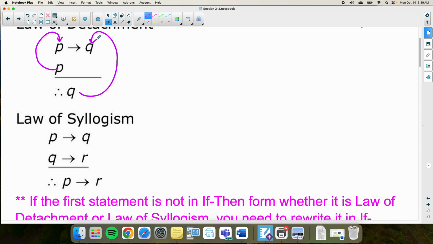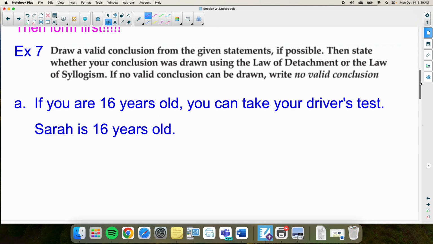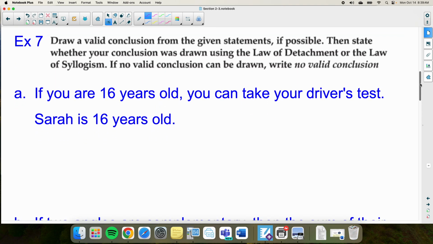This goes back to the end. Law of syllogism, also that first one has to be an if-then form. If it's not, write it. And then these Q's cancel, and you say if P, then R. So if we can write one, we do. And then we have to say what law it is. If we can't, we're just gonna write invalid again. So if they say to write no valid conclusion, don't worry about that, just write invalid.